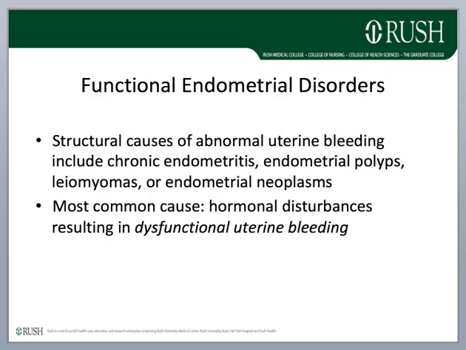Now, as you've learned in other disciplines in this course, the normal cycle of endometrial proliferation, differentiation, and shedding requires a synchronous and quantitative coordination between pituitary and ovarian hormones. Any disturbance of this finely tuned system may result in dysfunctional uterine bleeding.